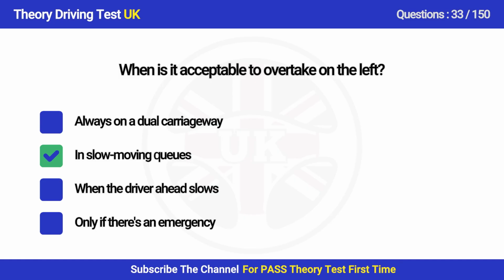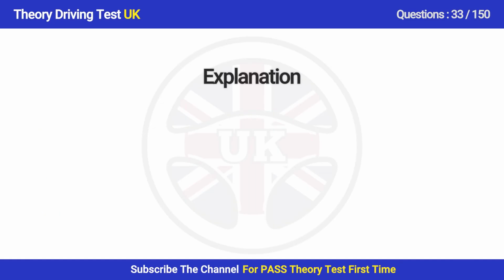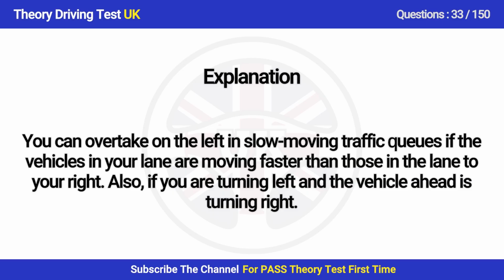Answer is B. In slow-moving queues. You can overtake on the left in slow-moving traffic queues if the vehicles in your lane are moving faster than those in the lane to your right. Also, if you are turning left and the vehicle ahead is turning right.